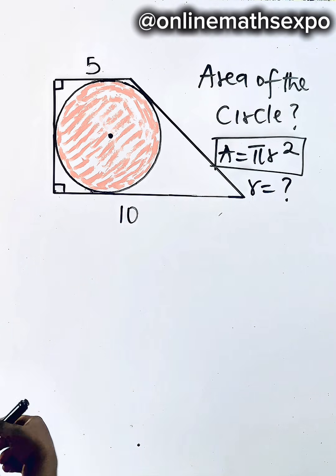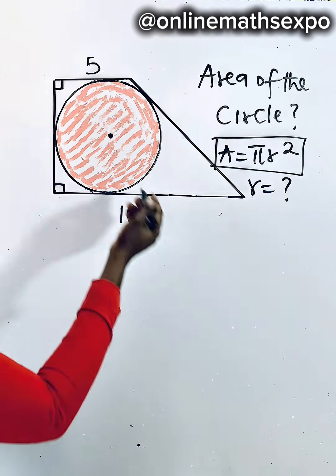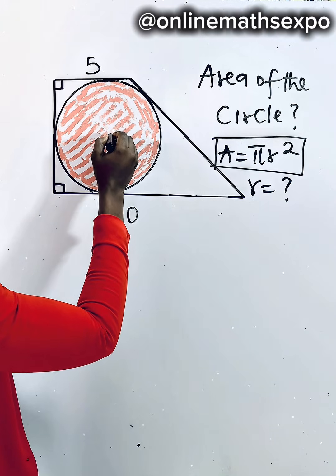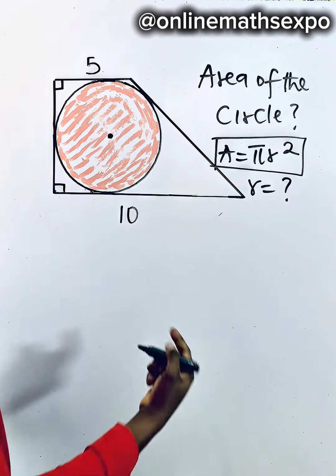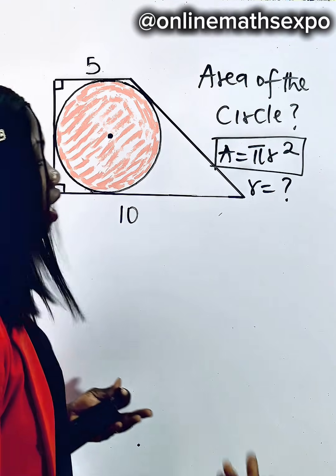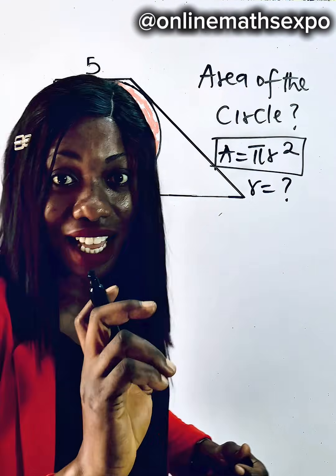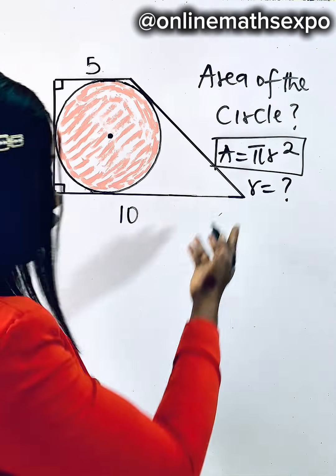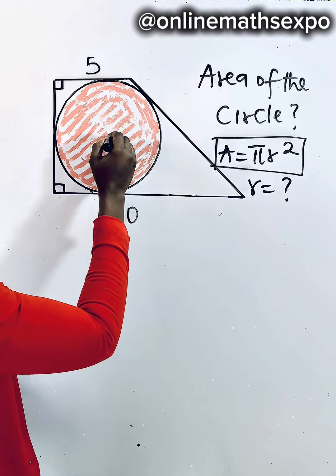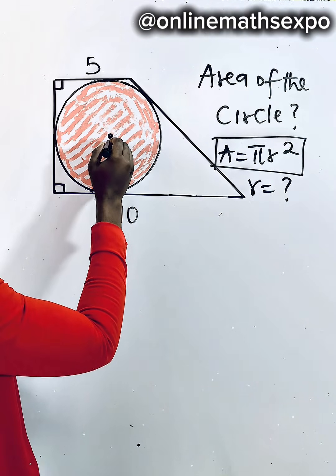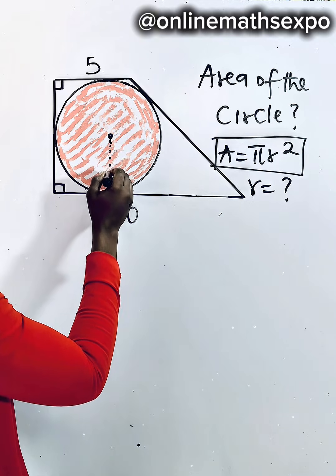Now, to solve this, we just need to get the radius. The line from the center, touching any part of the circumference, as we said, is the radius. You are free to get as many as possible, but there are these special ones that we want to use for the sake of this question. We can create one from this center, touching this part.